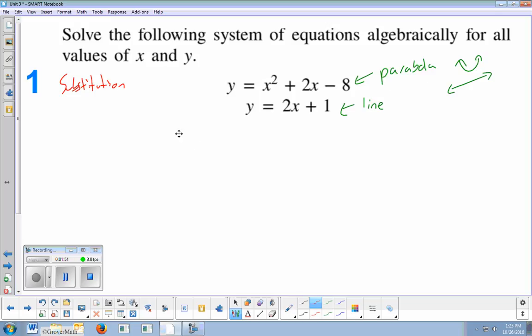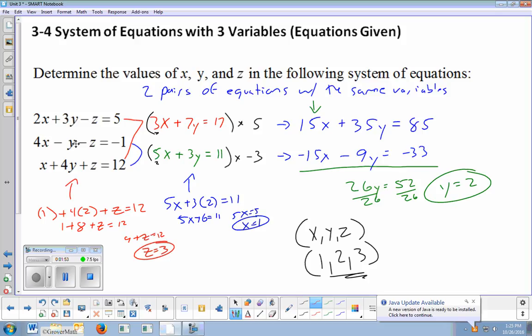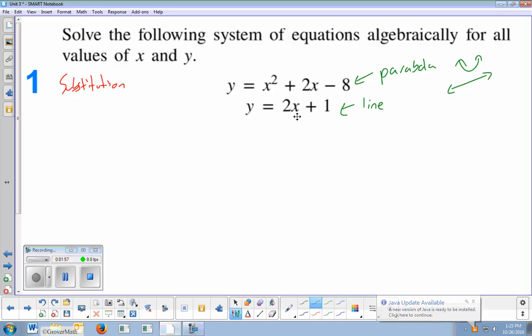Now we can't do the elimination method like we did here, where we add the two equations together, because they're different. Like this has an x squared, this does not. Like sure, I could get maybe the two x's to cancel out, but then I'll have the y's and an x squared. It just doesn't work when you're working with different types of graphs and equations and things like that. So because we have a parabola and a linear equation, they are of course different. Substitution is the way to go.